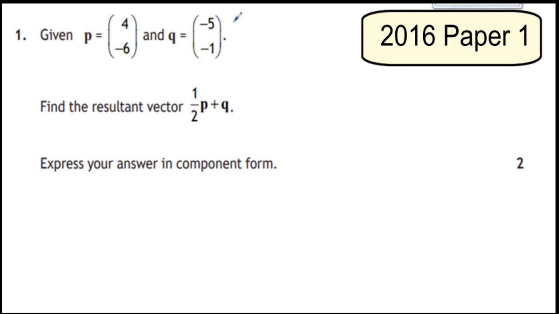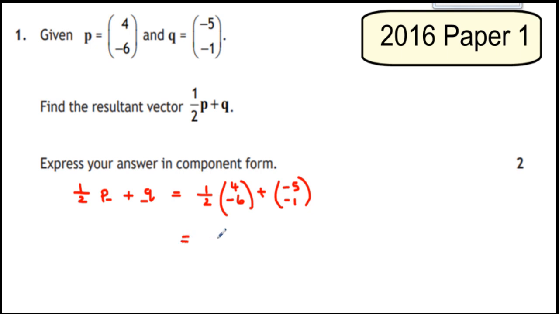So if we then write down a half of P vector plus Q vector, that is equal to a half, and the components of P are 4, minus 6, and to that I want to add on minus 5, minus 1. Now I'm going to half P first of all, so half of 4 is 2 and half of minus 6 is minus 3. I've still got to add on the minus 5, minus 1.